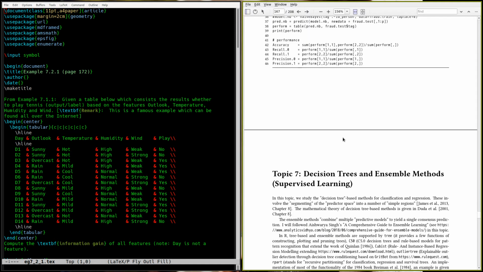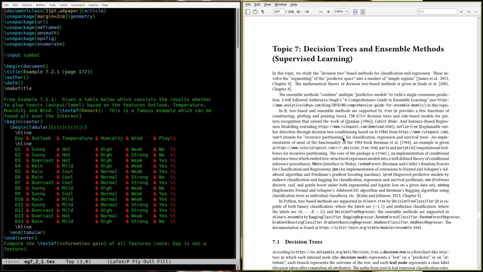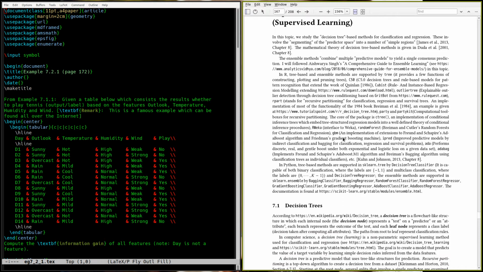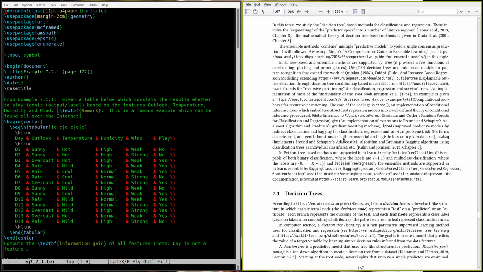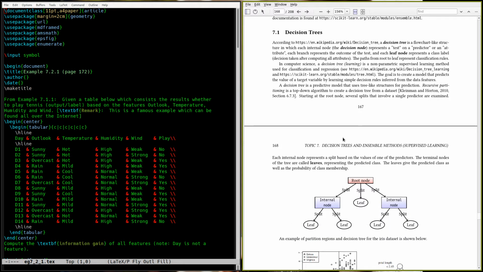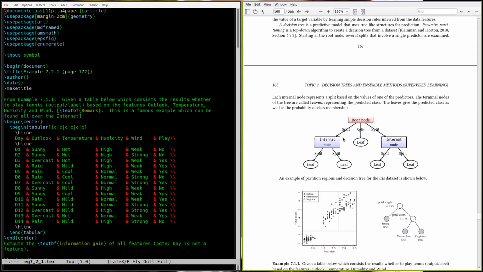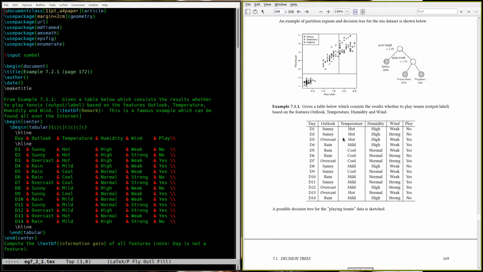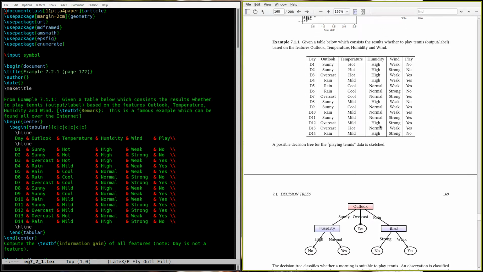Okay, so now we'll start to investigate the examples in topic 7, decision trees and ensemble methods. In section 7.1, we have example 7.1.1, which provides the example used throughout many later examples for calculation, which is this table, the playing tennis example.